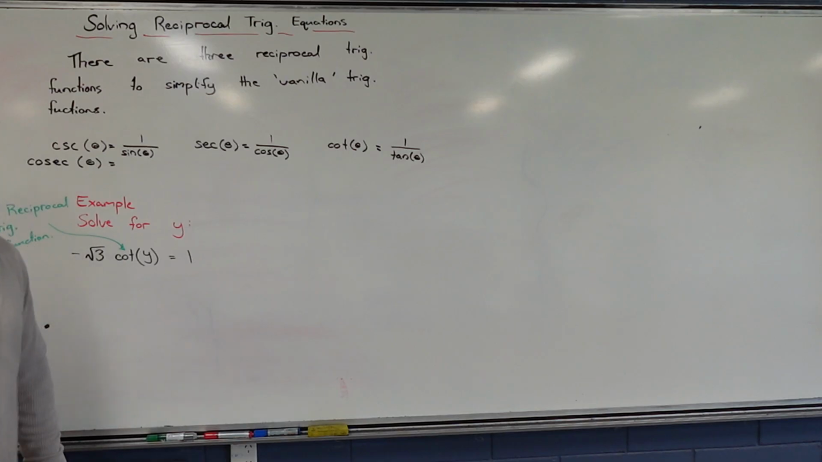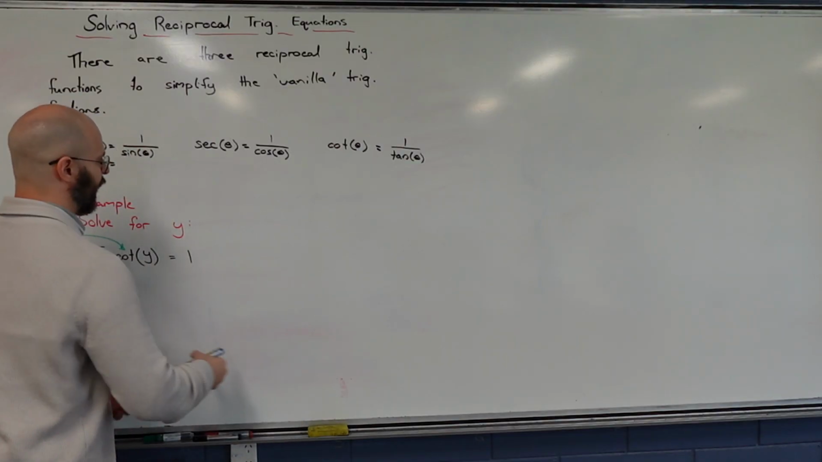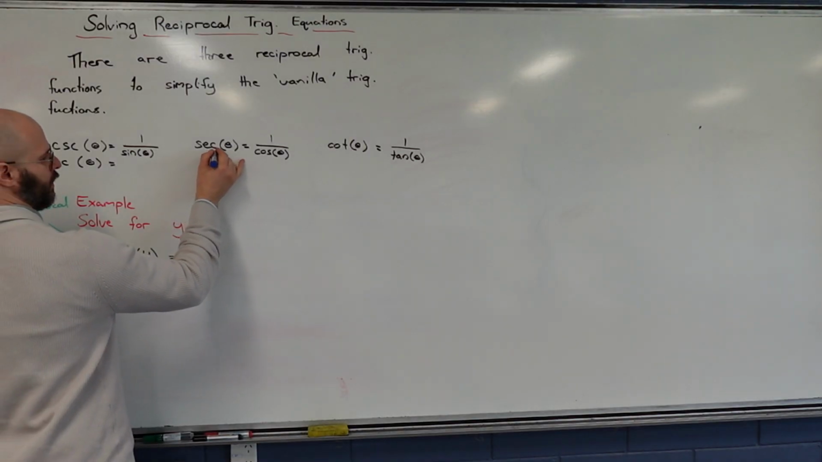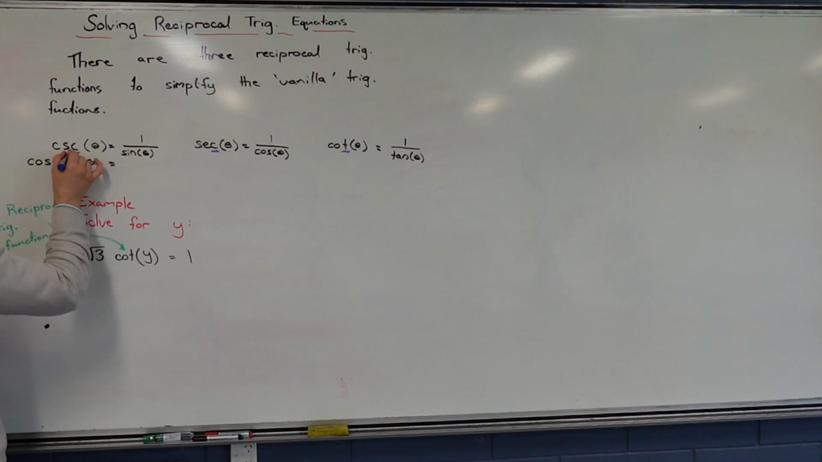Now you're probably thinking, man, I have to remember 3 more things and how they relate back to our vanilla trig functions. There's an easy way to remember this. Have a look at the final letter of the 3 reciprocal trig functions. How does the final letter of secant relate to its reciprocal function?